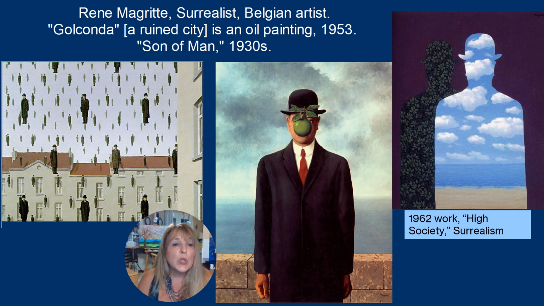And this is Golconda, a ruined city. And in my mind, I don't call it Golconda, a ruined city. I call it It's Raining Men. But that's not the title. The second one is called Son of Man. Okay, well, there's an apple, an atom, kind of. Again, don't try to make sense of the titles because you can't really.